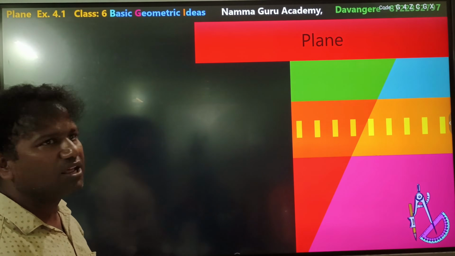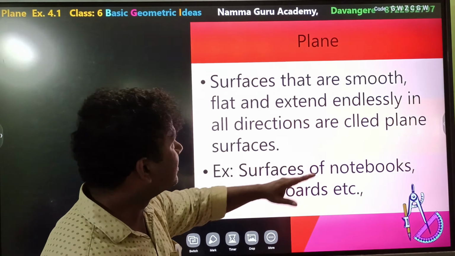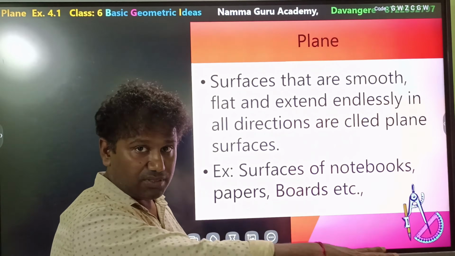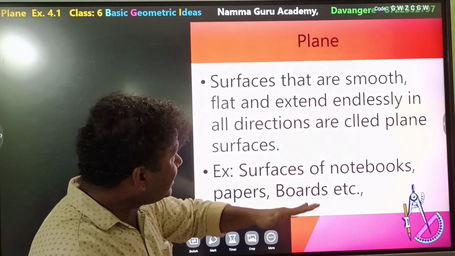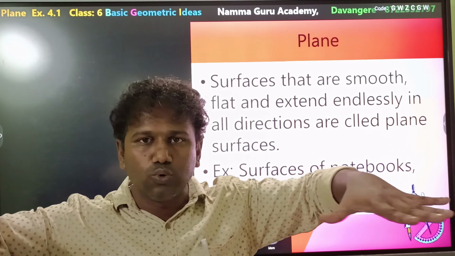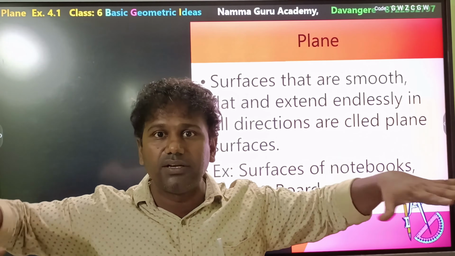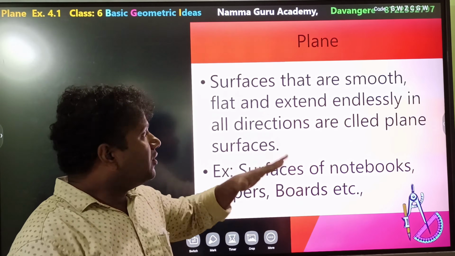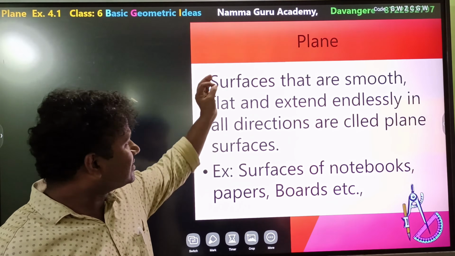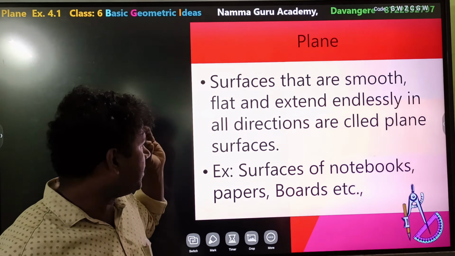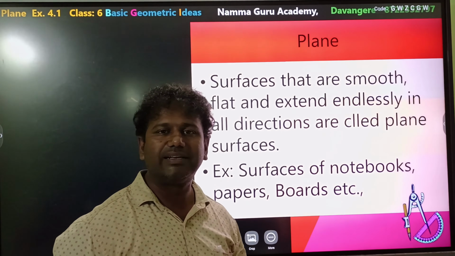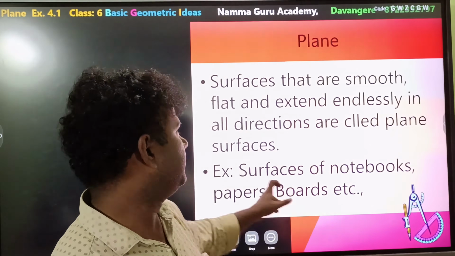First we shall learn plane. What is a plane? A plane is a surface that is smooth, which does not have variations on it, and extends endlessly in all directions. Such a surface which is smooth, not uneven, even, and which can be stretched in all directions is called a plane. The surfaces of our notebook, paper, boards, etc. can be taken as examples of a plane.